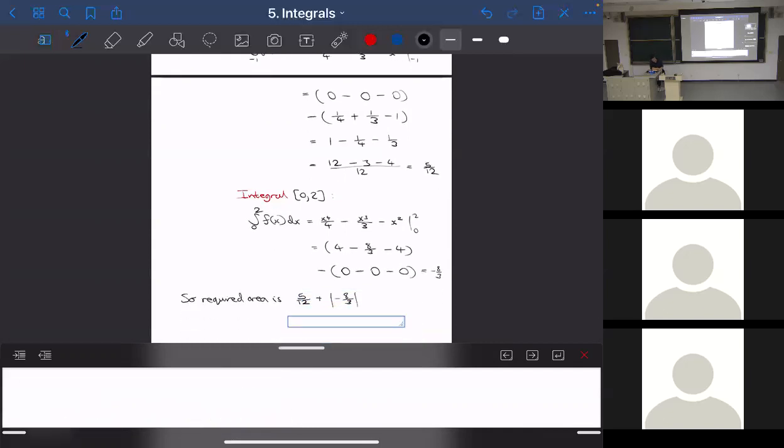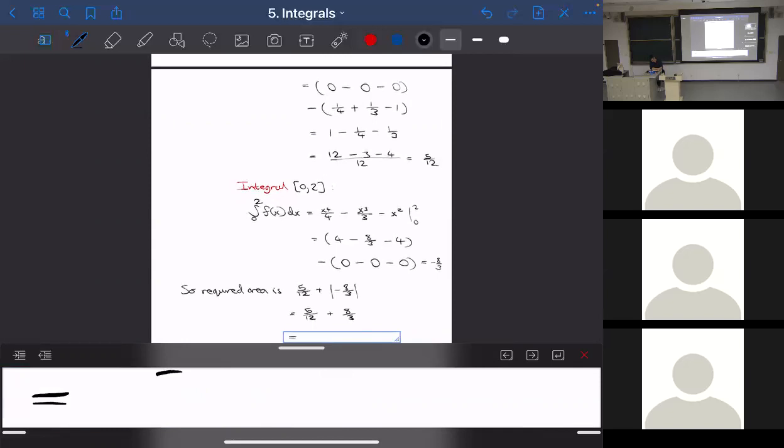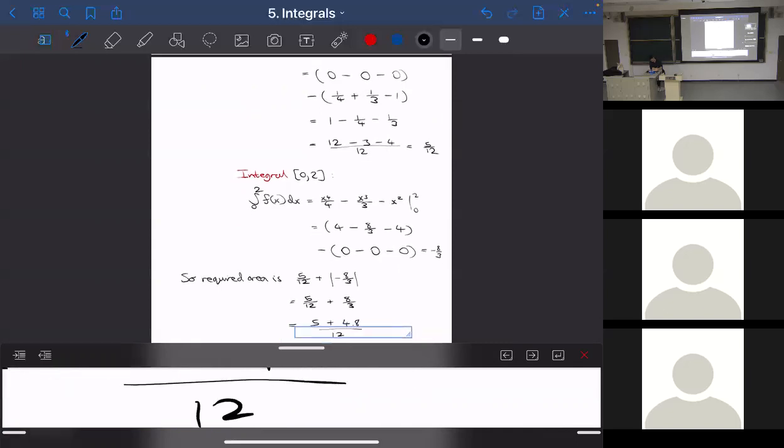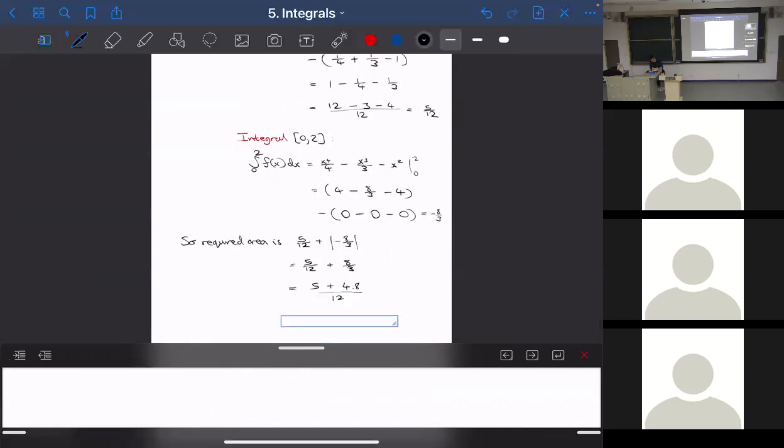Okay, and so let's finish the calculation. We get 5 over 12 plus 8 over 3, and that gives 5 plus 4 times 8 over 12, and that is 37 over 12. Magic. Okay.